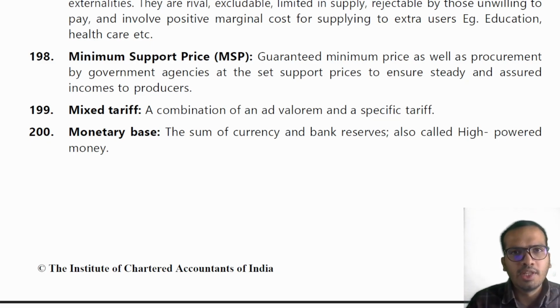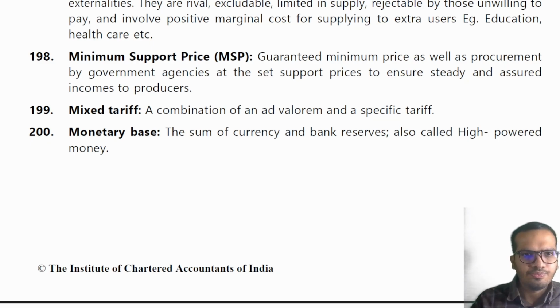Then comes number 199, mixed tariff. So it's a combination of an ad valorem and a specific tariff. Then we have number 200, monetary base. So the supply of currency and bank reserves, also called high powered money.